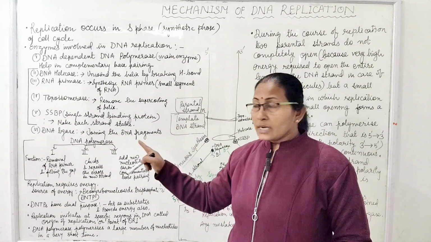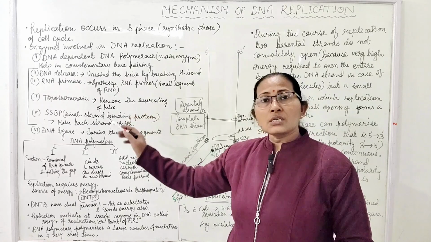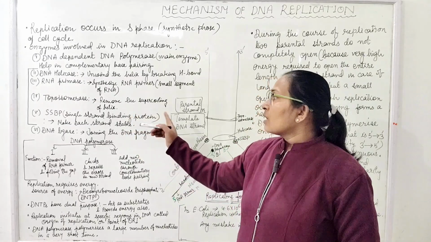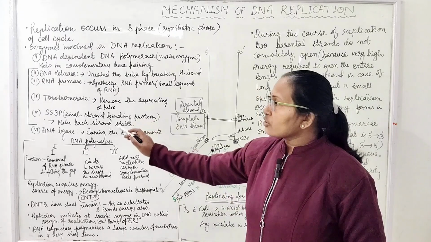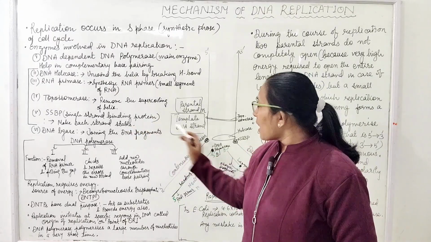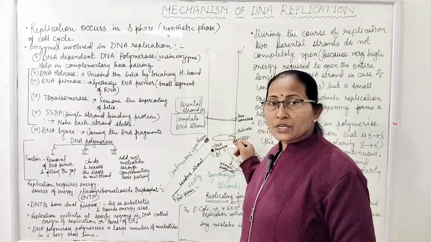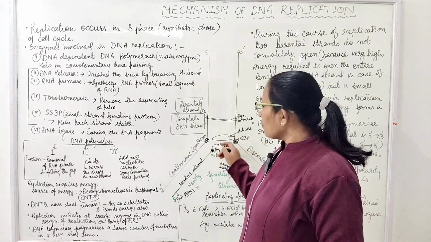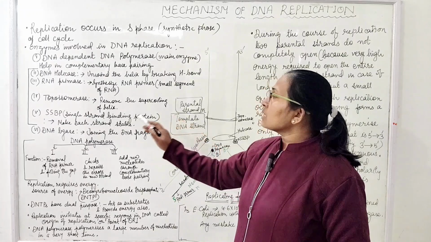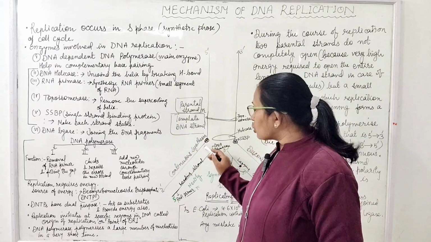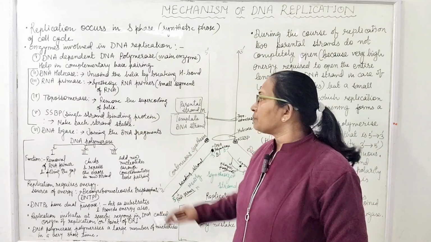One protein needed for DNA replication is the single stranded binding protein, which makes each strand stable. Single stranded binding protein binds at the position where both the strands separate from each other, where they unwind. At that position, single-stranded binding protein attaches to each strand and makes each strand stable.